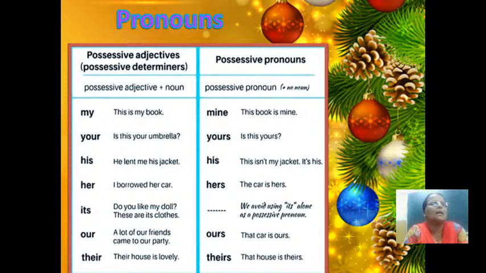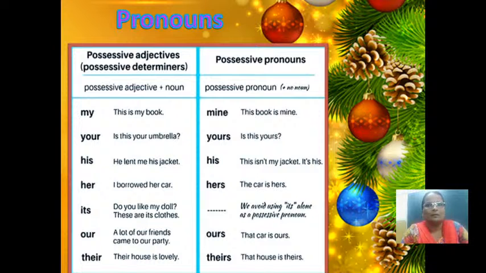Nudesh, I am asking you to type for question number 3. You are typing my and book. Priyanka Pidurkar, what are you typing, beta? I asked you to type the possessive adjective of the sentence, he lent me his jacket. I told you to type the possessive adjective and the noun.